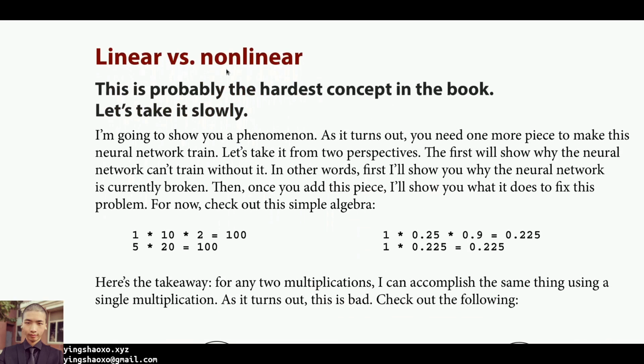Learning indirect correlation, non-linear. This is probably the hardest concept in the book. Let's take it slowly. I'm going to show you a phenomenon. As it turns out, you need one more piece to make this neural network train. Let's take it from 2 perspectives. The first will show why the neural network can't train without it. In other words, first I'll show you why the neural network is currently broken. Then once you add this piece, I'll show you what it does to fix this problem.